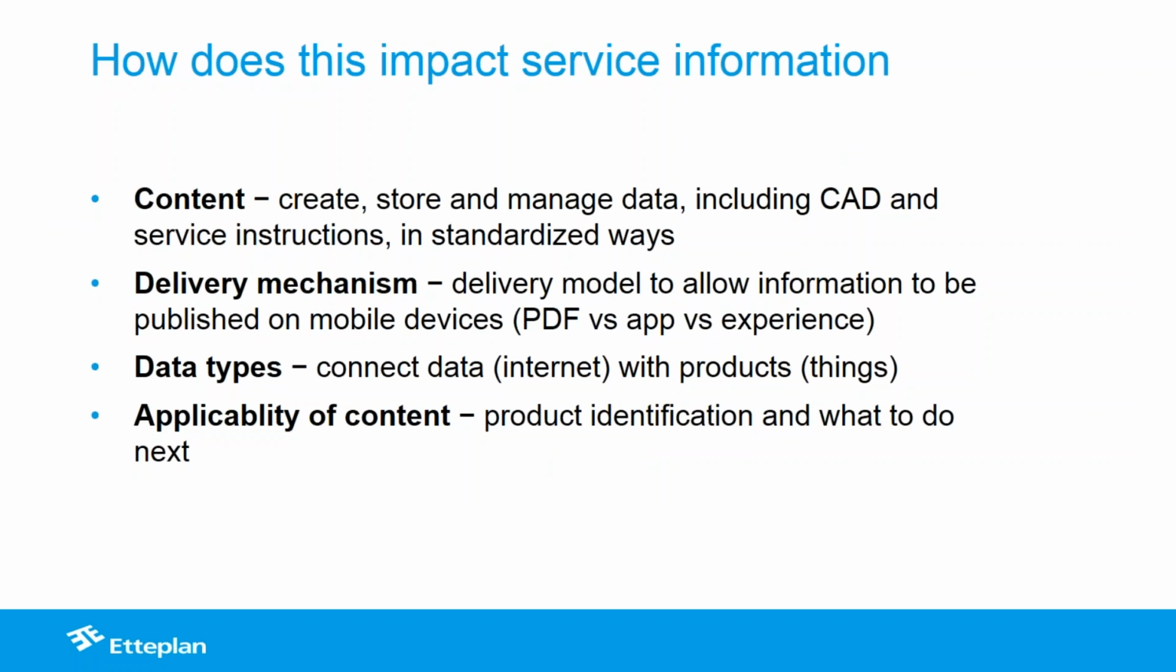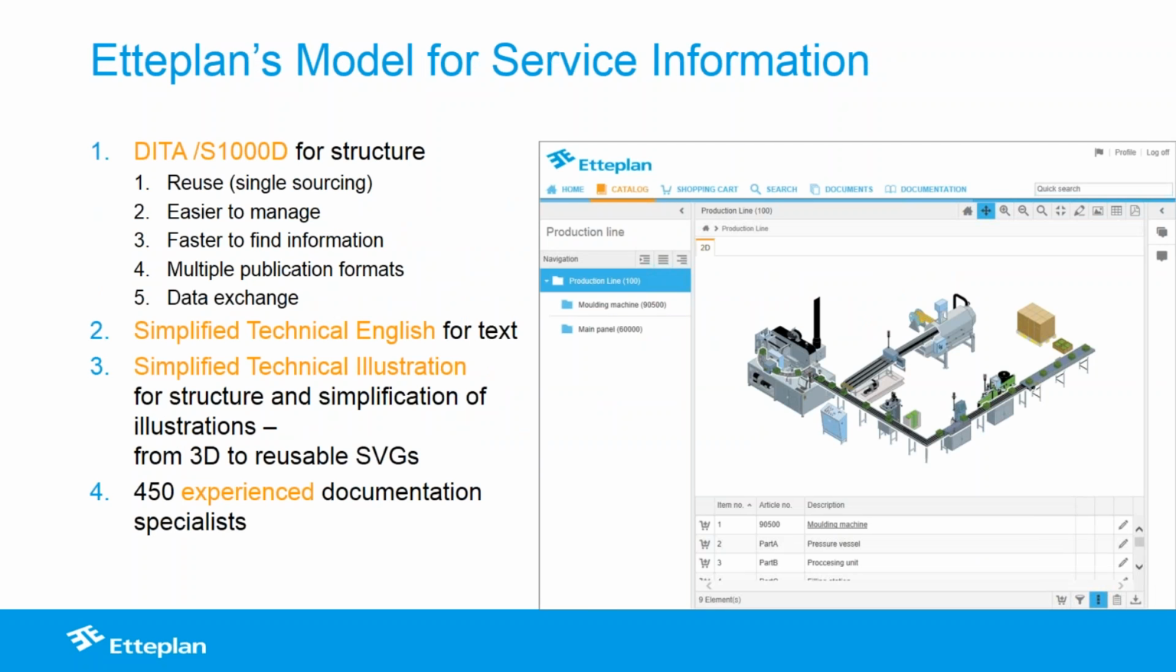So the way we create content, the way we manage content, the way we deliver information, you know, how do we go from a PDF delivery to an app delivery to an experience delivery, meaning if you're talking about virtual or augmented reality, that's almost regarded as an experience. And what does that mean for data types? So how do we connect data, meaning the internet, with the products, the things? So how does that work, the IoT? And how do we apply the content? So product, how do we let the product be identified and go to the next step?